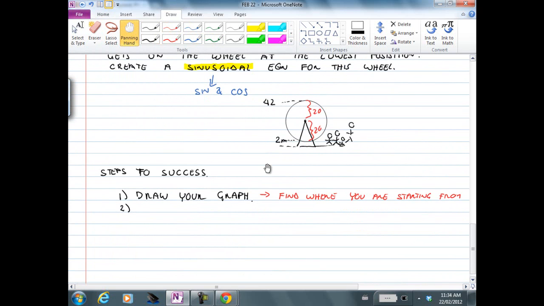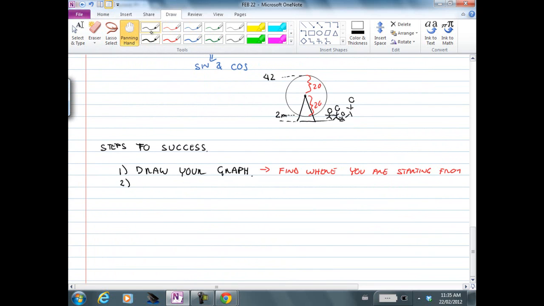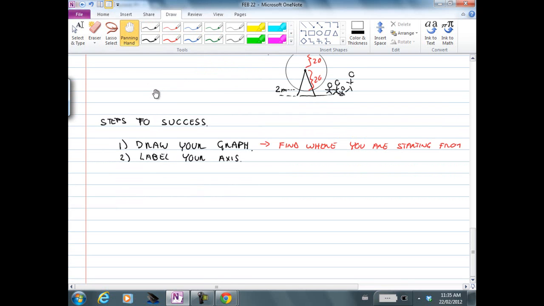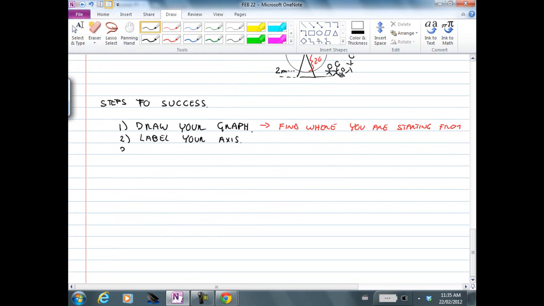2. Label your axis. Okay. In my class, I like to work things backward. In other classes, they like to label the axis first and draw the graph. I find that a bit more challenging. Here, when you draw it, you get a nice idea of what the graph looks like. 3. Find amplitude, vertical displacement, phase shift, period. Just like what we've been working on all this time. And finally, 4. What's that?